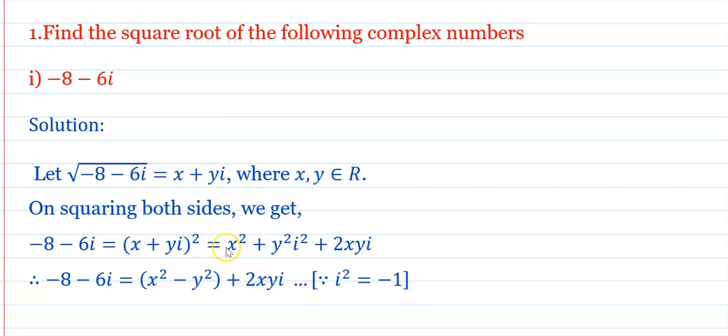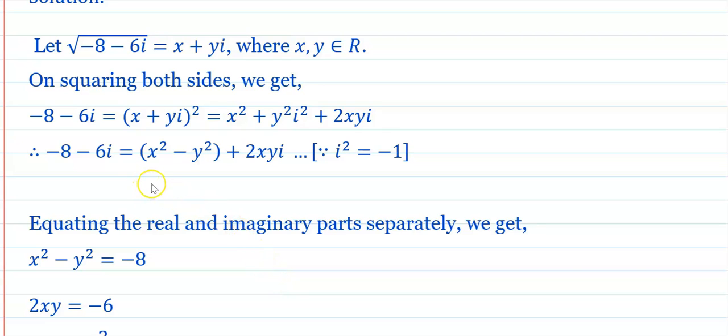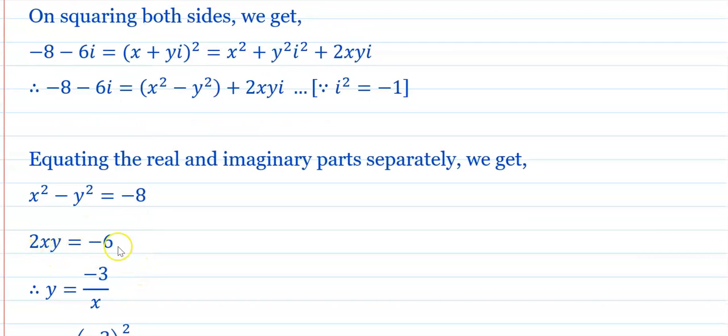Now expand this: x square plus y square i square plus 2xyi. We will do the expansion here. Okay. Now what is i square? i square is minus 1 and therefore you will get (x square minus y square) plus 2xyi. Okay. Now equating the real and imaginary part, x square minus y square is equals to minus 8. 2xyi is equals to minus 6i. i gets cancelled on both sides and therefore 2xy is equals to minus 6. Therefore y is equals to minus 3 upon x.